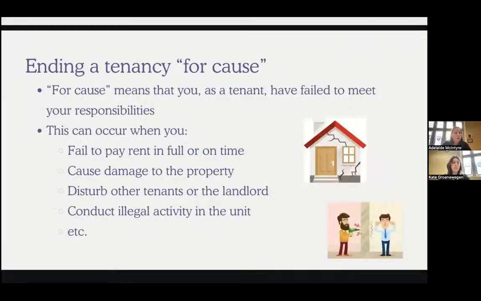The landlord can also choose to end a tenancy for cause. This means that the landlord believes that as a tenant, you have failed to meet your responsibilities. Some common reasons why a landlord might end a tenancy for cause are if a tenant fails to pay rent in full and on time, if a tenant has caused damage to the property that they have refused to repair, if they are disturbing the use and enjoyment of the property for other tenants or the landlord themselves, and if the tenant is conducting illegal activity in the unit.